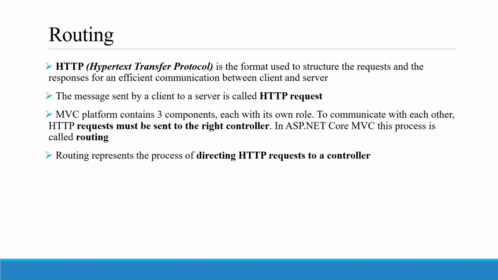As we know, the MVC platform contains three components: model, view, and controller, each with its own role. To communicate with each other, HTTP requests must be sent to the right controller. In ASP.NET Core MVC, this process of sending requests to a specific controller is called routing. So basically, routing represents the process of directing HTTP requests to a controller.